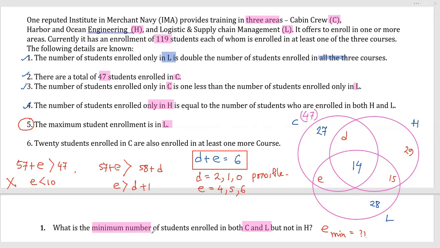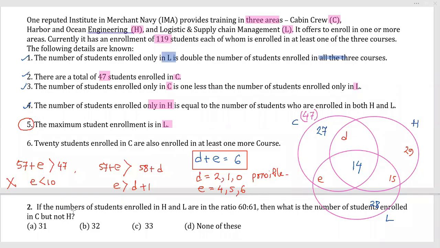What is the minimum number of students enrolled in both C and L? So minimum would be 4. So my answer for question number 1 would be 4. Let's get to question number 2.